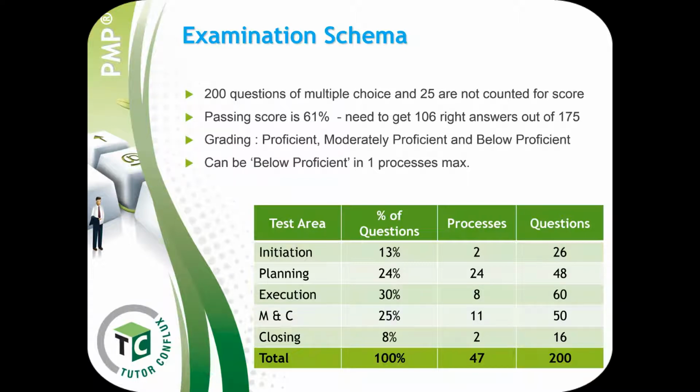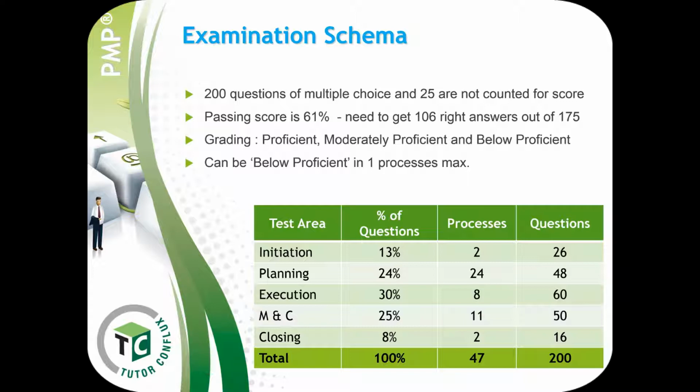The examination would be 200 questions, all multiple choice. You have to answer all the questions, and out of 200, 25 are not counted for score. That means only 175 are counted, and you will never know which 25 will be taken out. The passing score is 61%, so you have to get 106 questions right out of 175. Because we don't know which 25 are taken out of your 200 questions, you factor for them, so you have to aim at getting 131 questions right to pass the examination.